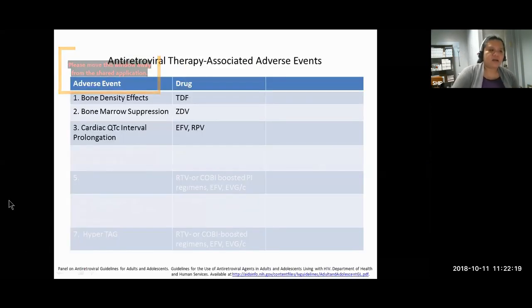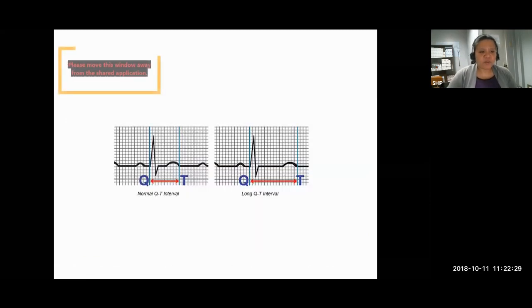Next, we have cardiac QTc interval prolongation. So this effect is most often reflected by the drugs efavirenz and rilpivirine. So what is this QT? If you look at your ECG strip, here we see that our QT interval is prolonged. What happens if your QT is prolonged? It's a type of arrhythmia that can actually end in sudden death, but it can be preceded by seizures, loss of consciousness. So it's important that if you have a patient who reports some underlying cardiac pathologies, they may need a baseline ECG and quite frequent monitoring if they are on efavirenz or rilpivirine.